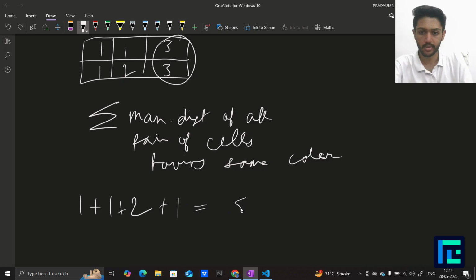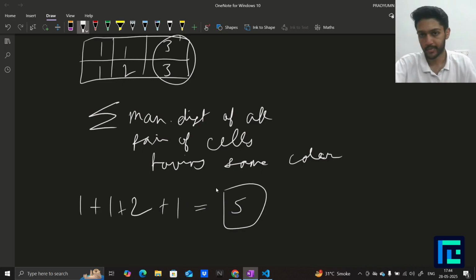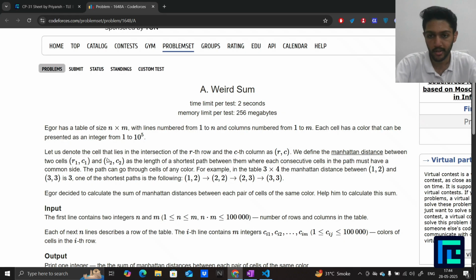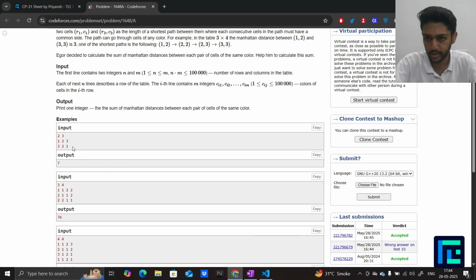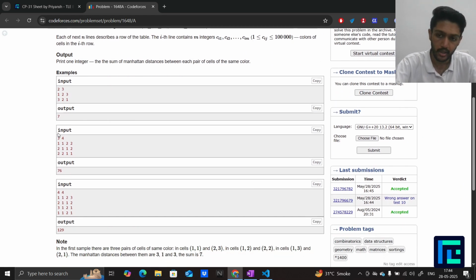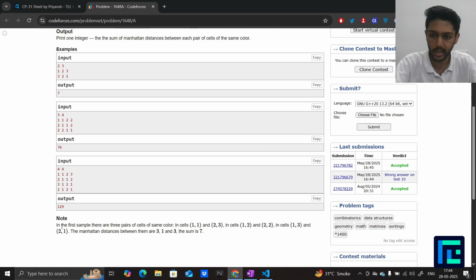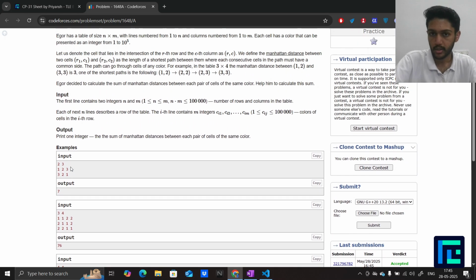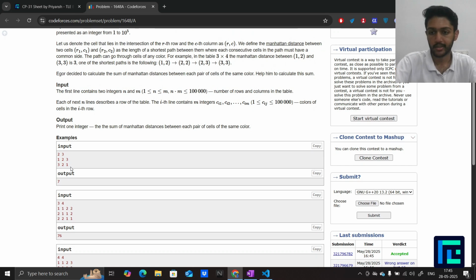So the answer is 5, right? And similarly, you can find out the answer for the sample as well. For the sample, you can find the answer, or you can read this as well. So they have explained it. And for these other ones, they are pretty large. So if you want to find out, you can do that. Okay. So yeah, that's it all.